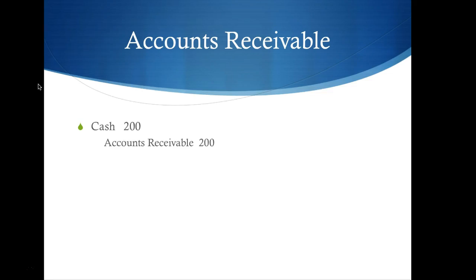So in this case, this transaction would look like this. It would be a debit of cash for $200 since we are increasing cash. We received $200 in cash, and we're decreasing the asset called accounts receivable because now that customer does not owe $200. He now owes just the remaining $100. So we're going to decrease or credit that accounts receivable account by $200.